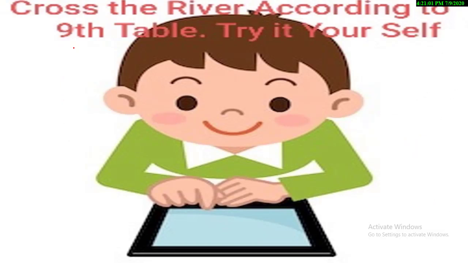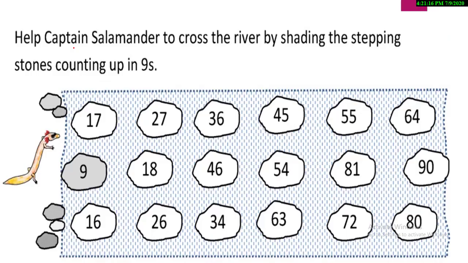So my students, now I have a very interesting, a kind of a small game for all of you: cross the river according to the 9 times table and try it by yourself. Okay, I'm just pasting a small picture of a game that helps Captain Salamander to cross the river by shading the stepping stones, counting up in 9s. Okay, this is actually Captain Salamander. That's funny. Its name is Captain Salamander. Okay, and he can cross the river only by putting his legs on a 9 times table number.